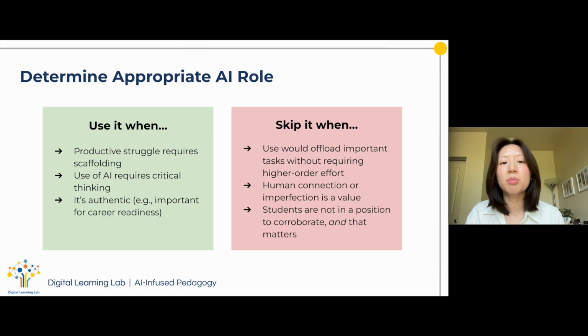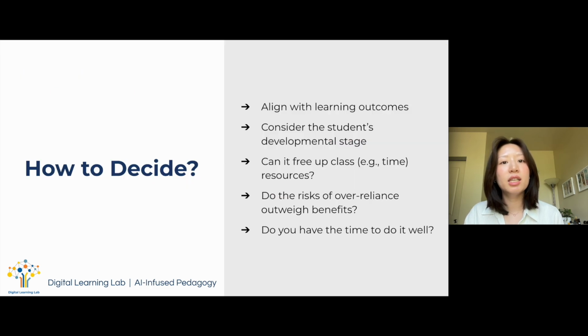And like we talked about in our previous video, AI can often hallucinate. Consider if students are able to corroborate the AI output, and if that matters for your learning objective. These are some additional questions to help you evaluate your learning objectives. Think about if students are ready to use AI in your class, and whether over-reliance might be too big of a risk compared to the potential benefits of using AI.